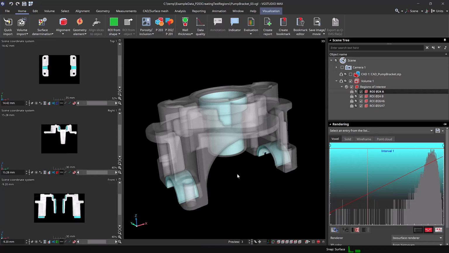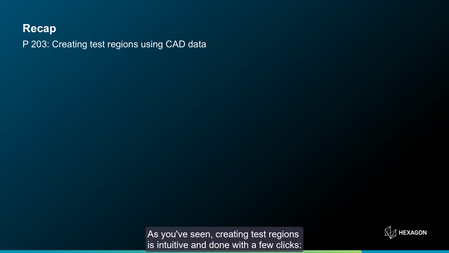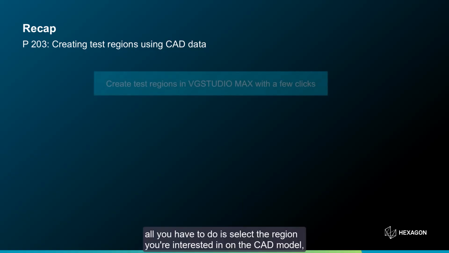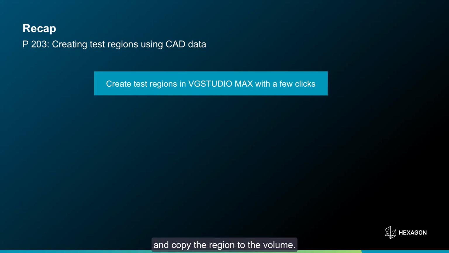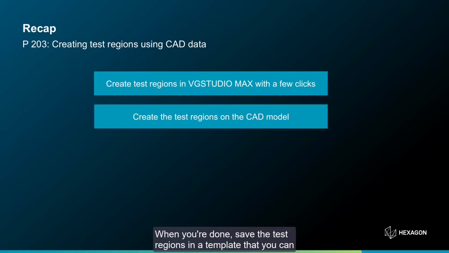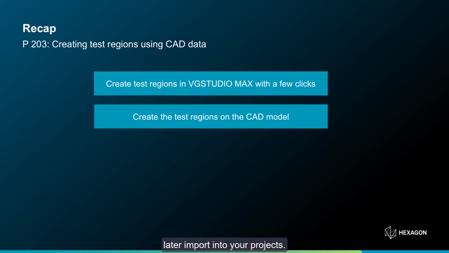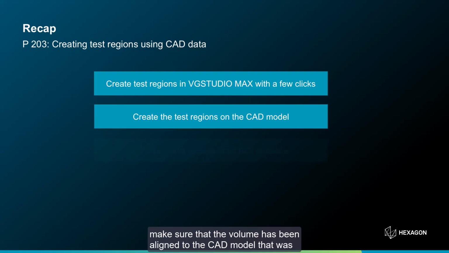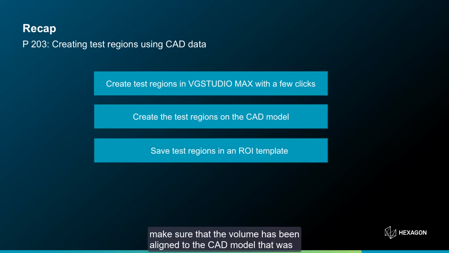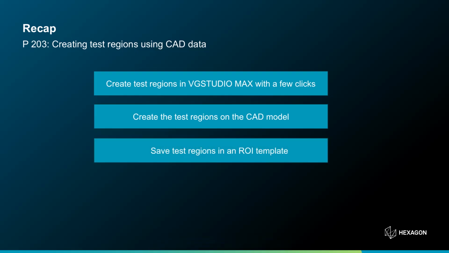And that's it. As you've seen, creating test regions is intuitive and done with a few clicks. All you have to do is select the region you're interested in on the CAD model and copy the region to the volume. When you're done, save the test regions in a template that you can later import into your projects. And remember, before importing the test regions into any project, make sure that the volume has been aligned to the CAD model that was used to create the test regions.